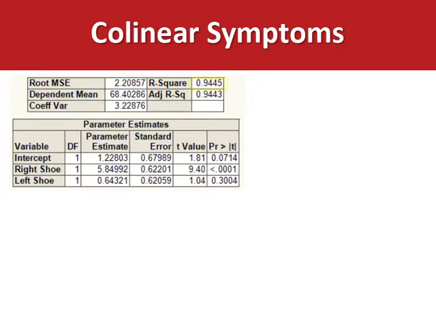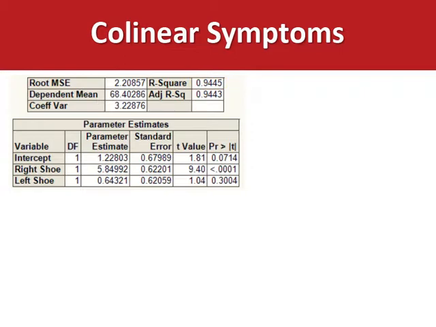First of all, if we look at the top of the output, we see that the regression model overall is very good. It's explaining 94-95% of the variance. That is, a huge amount of the variance in height is explained by a linear model that involves left shoe and right shoe sizes.